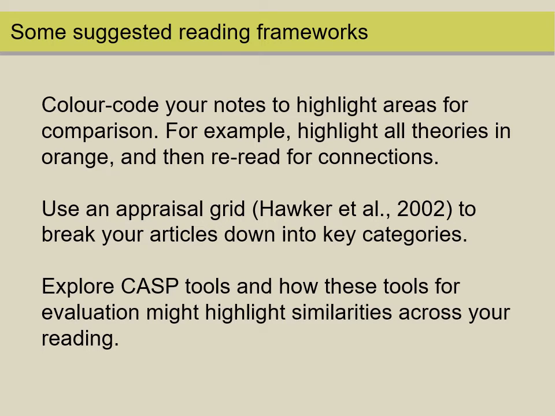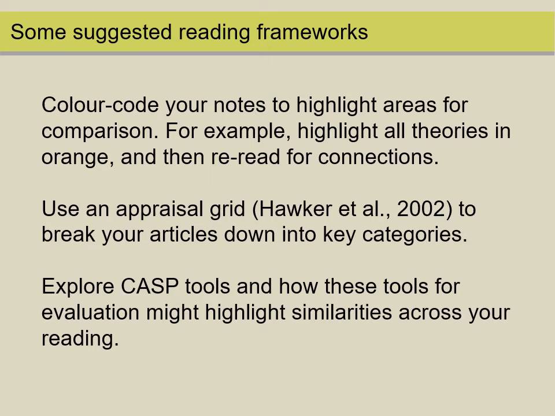Another strategy you might try is to use an appraisal grid, and if you search for this on Google, look for Hawker et al.'s paper from 2002. This appraisal grid allows you to break your articles down into key categories, and it uses a horizontal grid with different column headings so that you can break down every single article into its key structural elements, for example, the research aims, the sampling technique, the implications for practice, and so on. You can use those headings to guide your note-taking, and again, if you're able to use that appraisal grid consistently across different pieces of reading, you may start to recognise where those articles share similarities or where there are some interesting trends that you could discuss in your literature review.